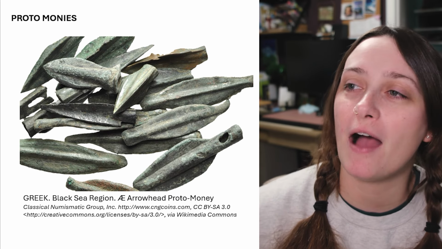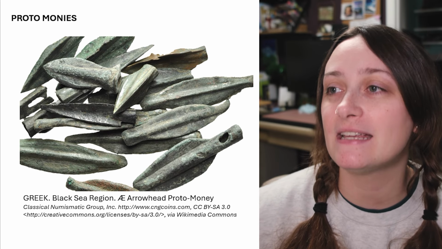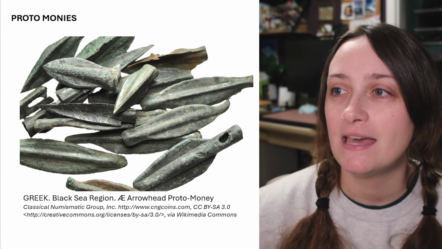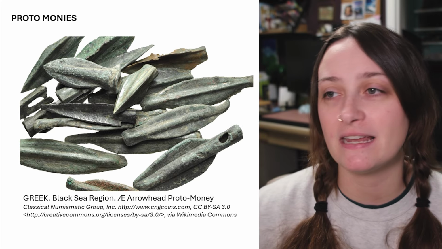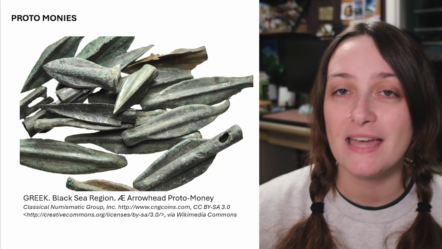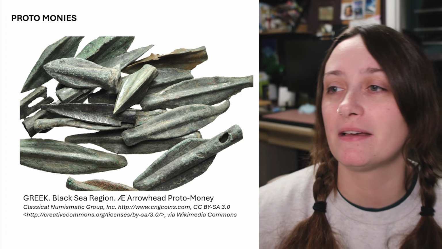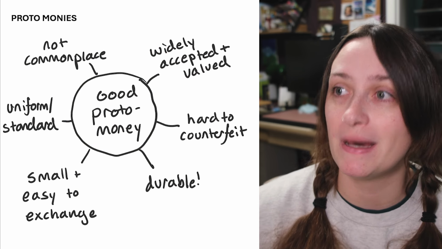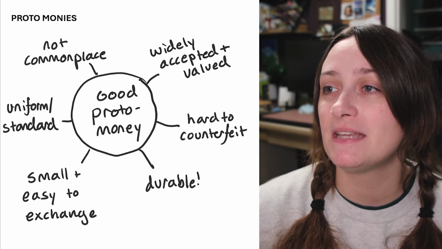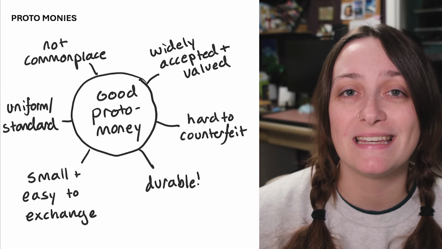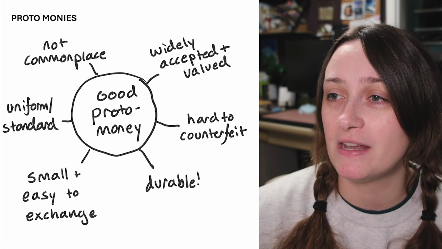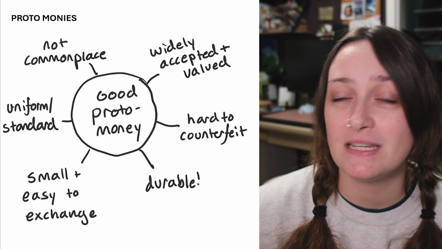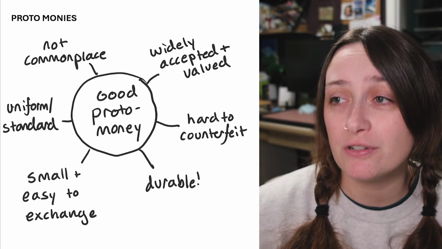So proto money are objects used in ancient and early societies as part of the exchange of goods that were not necessarily standardized. These items were commonly commodities that had value themselves as trade goods. There were some forms of proto money that were likely exclusively used for trade, though. So what makes a good proto money? It must be widely accepted and widely valued, should be small and easy to exchange, should be durable enough to not require special handling or storage, not be too commonplace and easy to acquire, be difficult to counterfeit, and be relatively uniform or standardized.